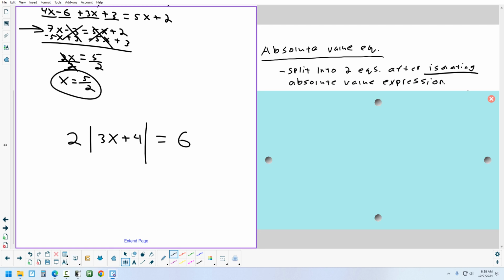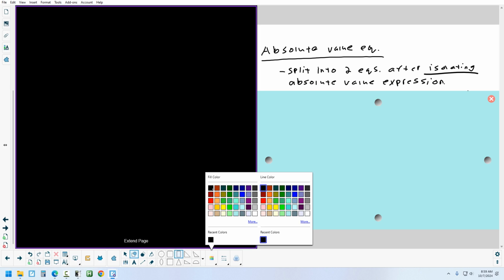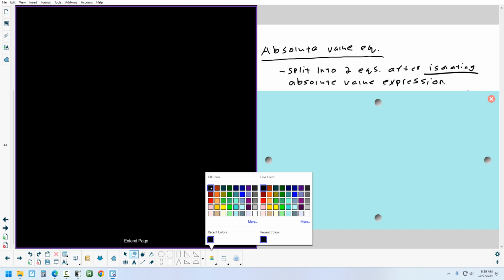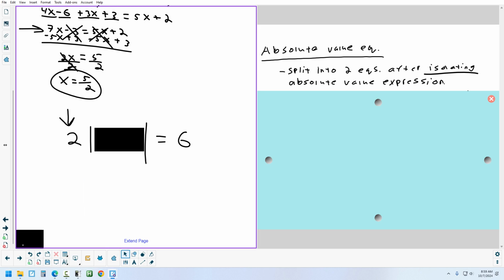In that problem, the absolute value is not by itself. There's something on the outside of the bars that we first have to move to the other side. So when you have something like that, it doesn't even matter what's inside there. You're not even focused on what's inside there at all. All you're focused on is taking this times 2 and getting it on the other side.